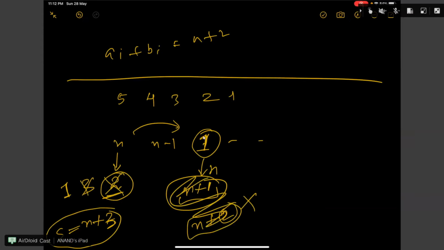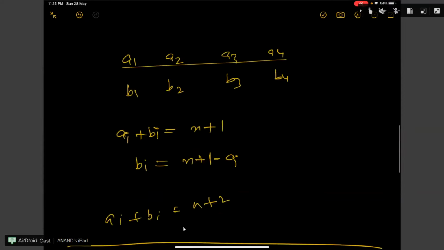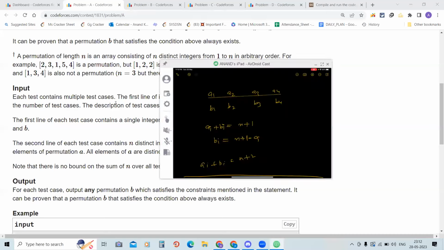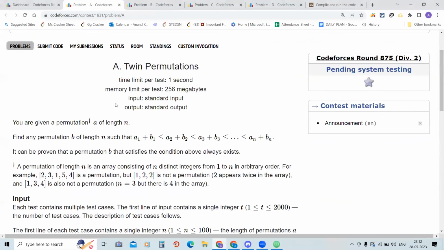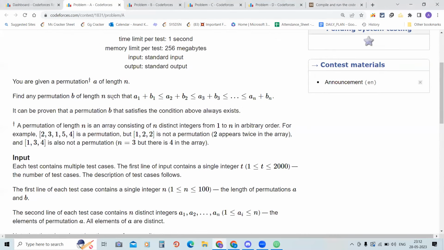Any other doubts? We were just given that we need a_i plus b_i strictly lesser than a_{i+1} plus b_{i+1}, strictly lesser. No, I don't think so. Let me check. No, we are not given that in this question, but what if we were given? That's what I'm asking. Okay, you are saying what if?